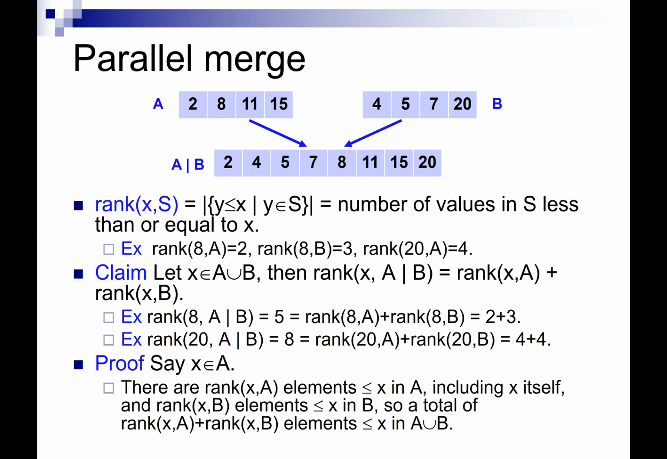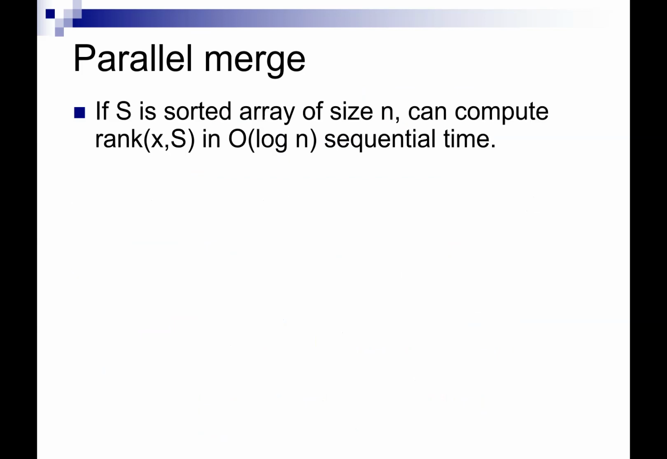Okay. All right. So then the rank of x in A concatenated with B is just how many values are less than x in A plus how many values are less than x in B. So that's just the sum of these two ranks. So that shows the claim. Now this claim is actually pretty important because this is what we're going to use to do the parallel merge sort.